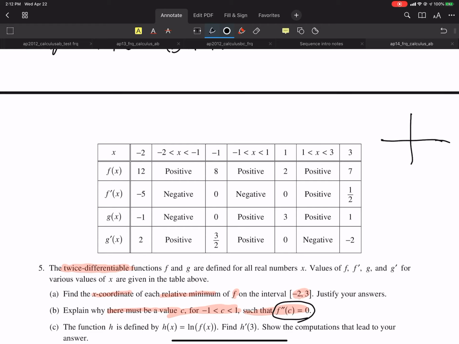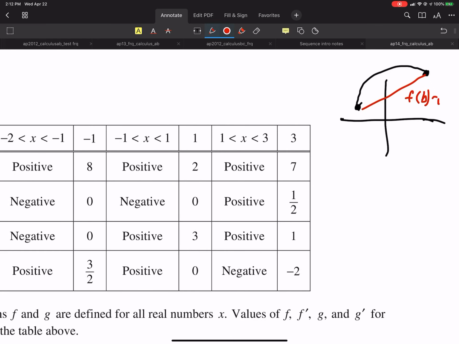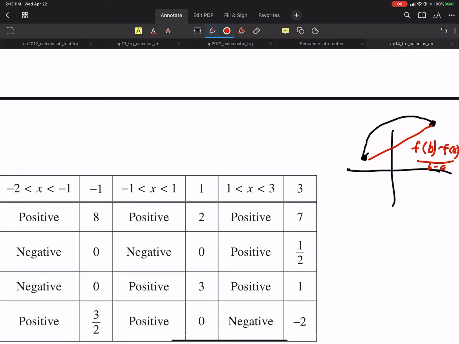If you have a function that's continuous and differentiable, I'm going to just draw a random function that is continuous and differentiable. Then, if you find the slope between the endpoints, that's the average rate of change, that's going to be f of b minus f of a over b minus a. That's the slope of that red line.